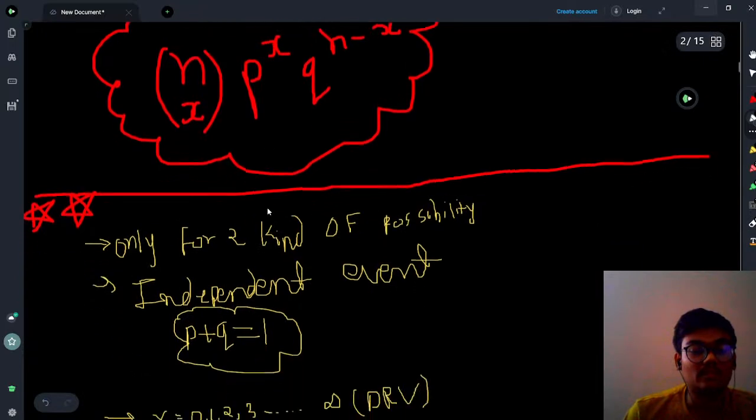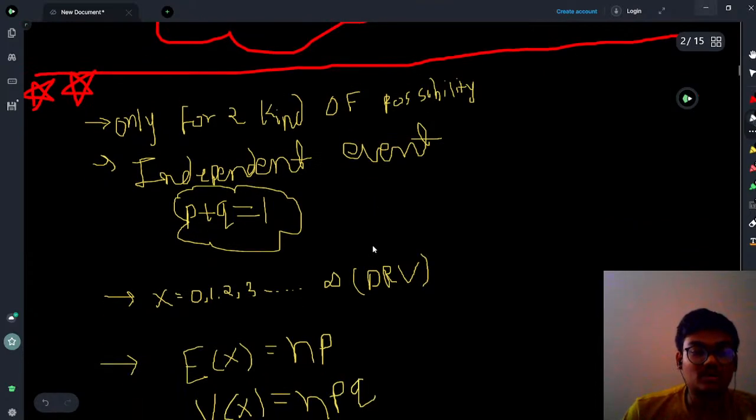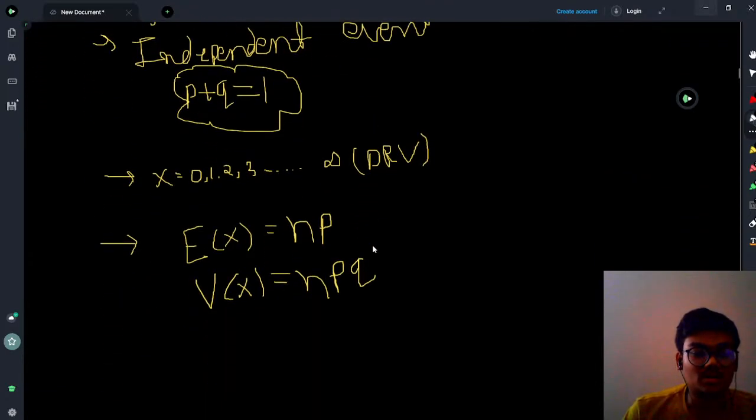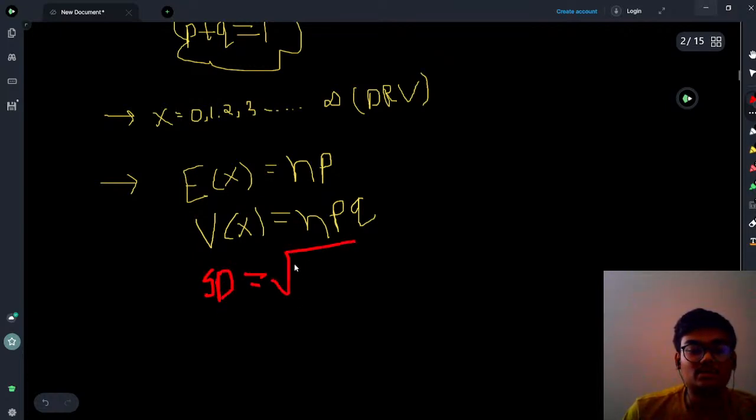This is the formula, and these are the properties which should be satisfied for a binomial distribution: only two kinds of possibility, the trials should be independent, and the variable should be discrete. This is the formula for the expectation, average, mean, whatever you call it. This is the formula for variance, and let me also write the standard deviation. Standard deviation is, okay, got it.